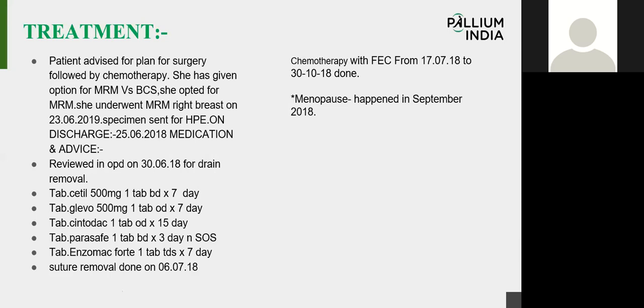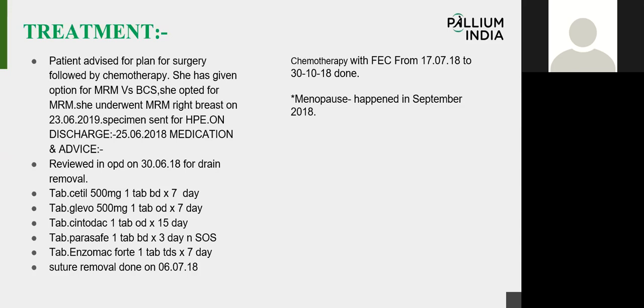Treatment given at that time: the patient was advised surgery followed by chemotherapy. She was also given the choice between MRM and breast conservation surgery, but she opted for MRM, and she underwent MRM of the right breast on the 23rd of June. That was by mistake written 2019. It was 2018, and the specimen was sent for HPE. On discharge, she was discharged on the 25th, and at that time she was advised medication.